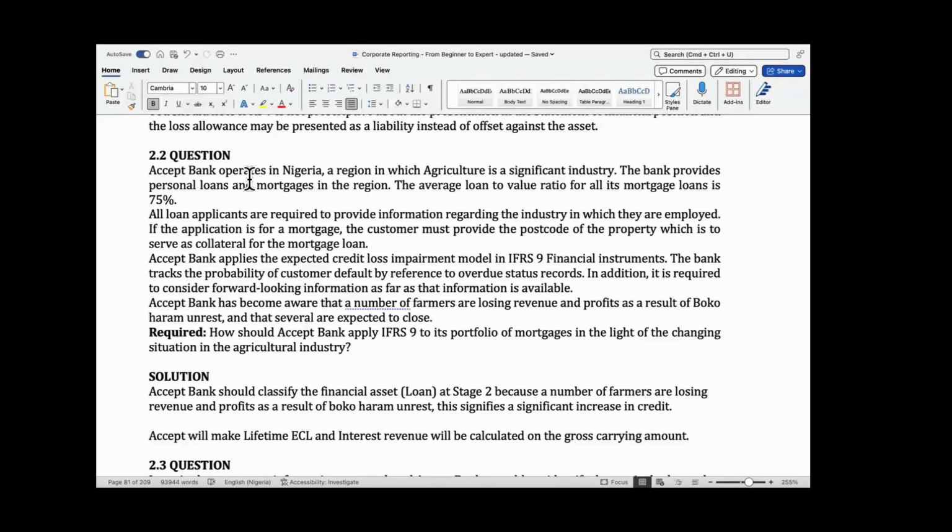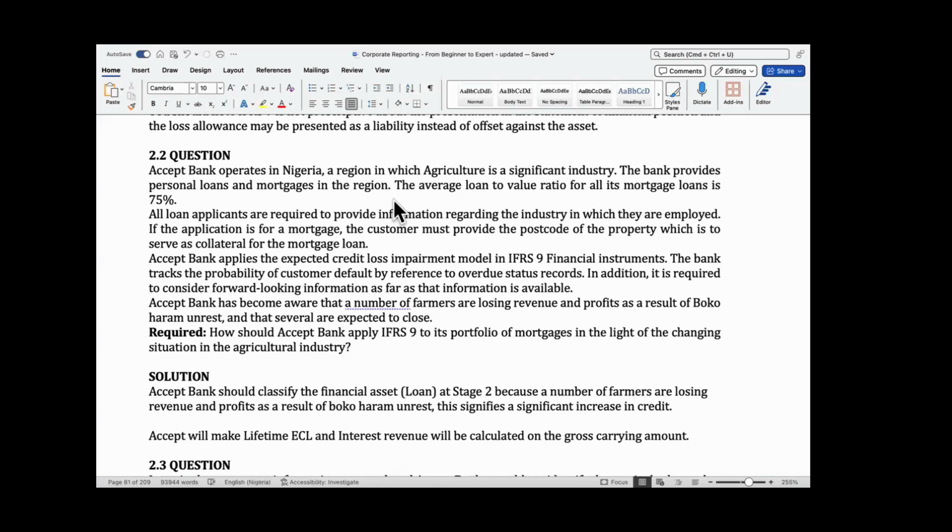Okay, so this first paragraph is talking about a company that operates in a region where agriculture is significant. And because it's a bank, it provides loans and mortgages. And they said average loan to value ratio is 75%, which means that people would usually drop security when they want to borrow money.